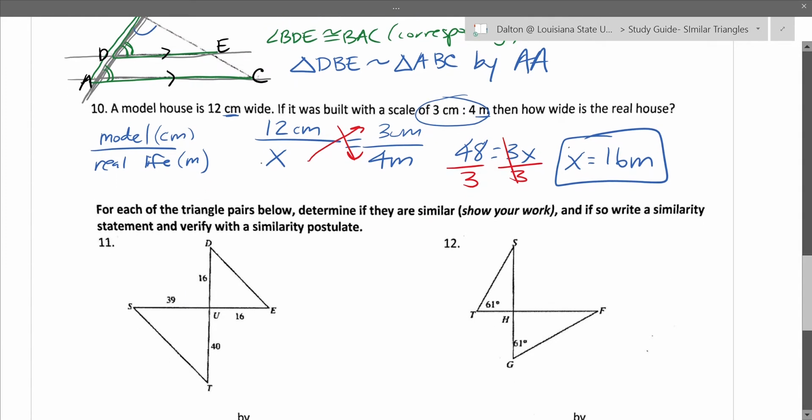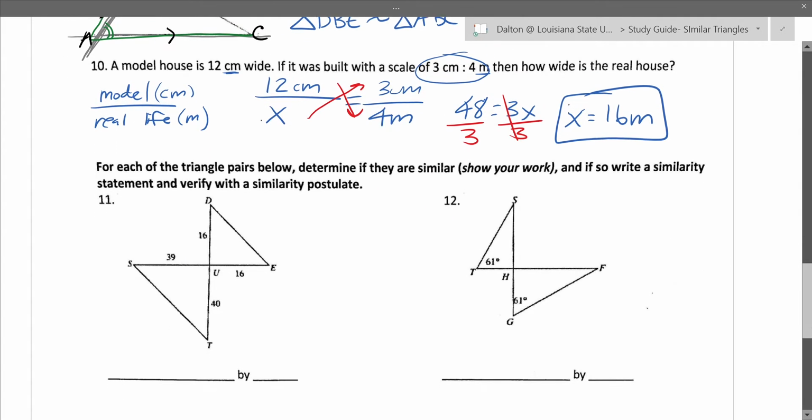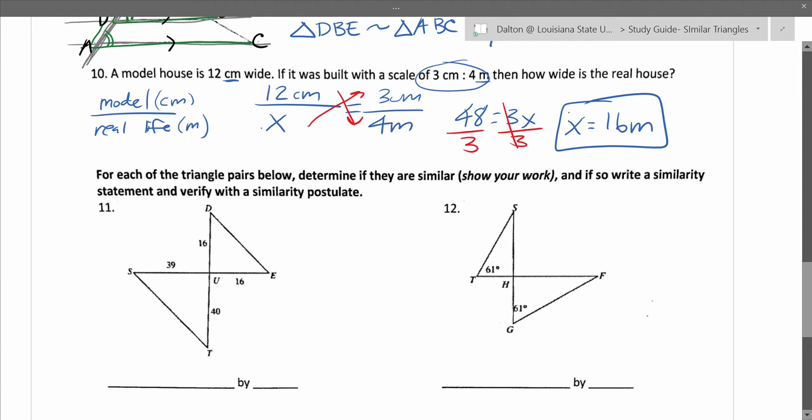Okay, the last 4, we did something very similar to this yesterday, comparing these triangles to figure out if they are similar, and if so, which postulate, and if not, why not. So it says for each triangle pair below, determine if they are similar, show your work. Okay, you have to prove if the sides are proportional. Don't just take it for granted. And if so, write a similarity statement. Verify with a similarity postulate. Again, the postulates are SAS, SSS, and AA.